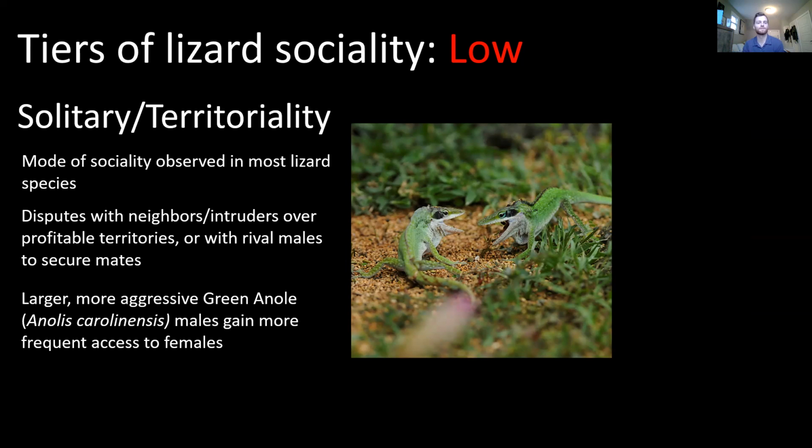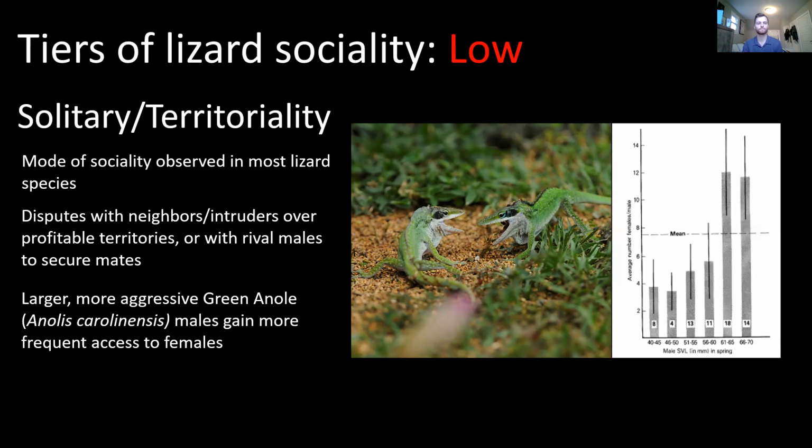If these visual signals are not enough to quell the conflict, then the lizards will proceed to fight and lock jaws and wrestle around on the ground, where the more aggressive lizard will win and gain or retain the territory and the access to whatever resources or mates are within.